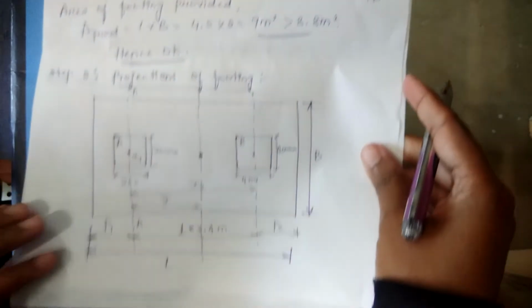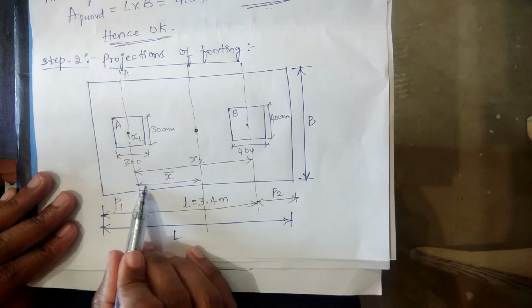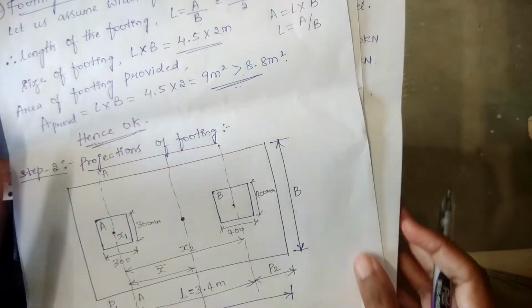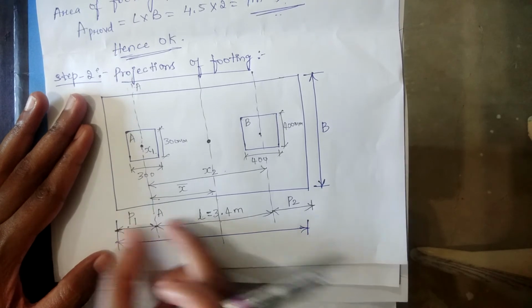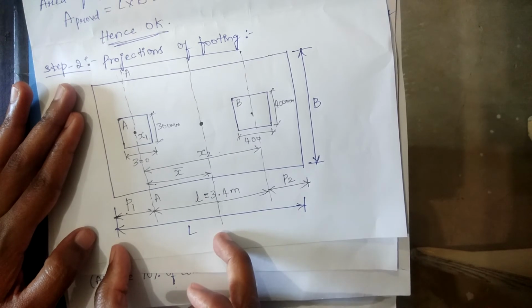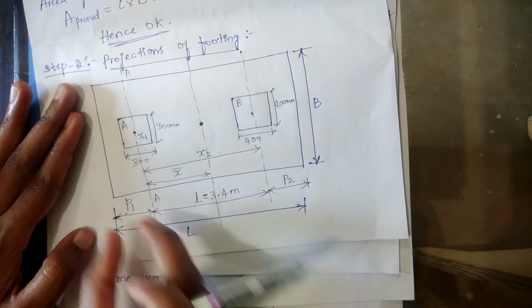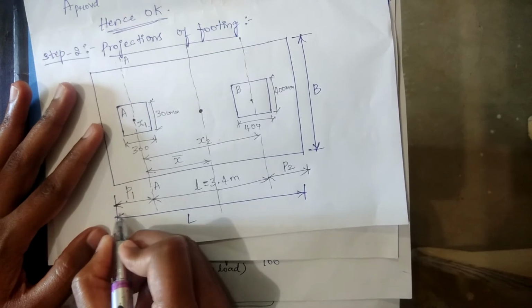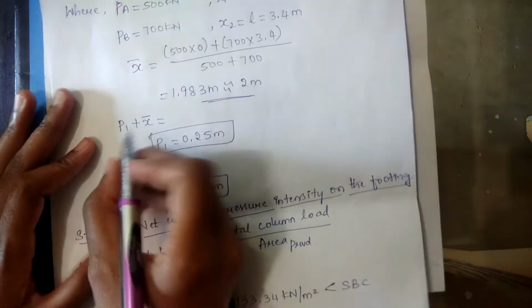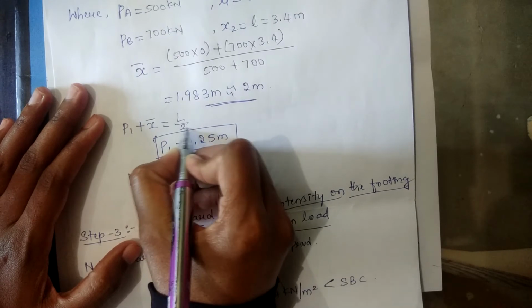Now, let us start finding the projections P1 and P2. To find the projections P1 and P2, I am taking P1 plus x bar. See, addition of P1 plus x bar gives you half of this length. The total length is L. If you add P1 with x bar, you will be getting the distance equal to capital L by 2. That is what you have to write here. P1 plus x bar is equal to L by 2.